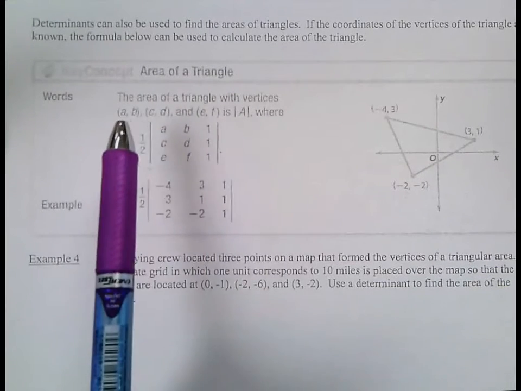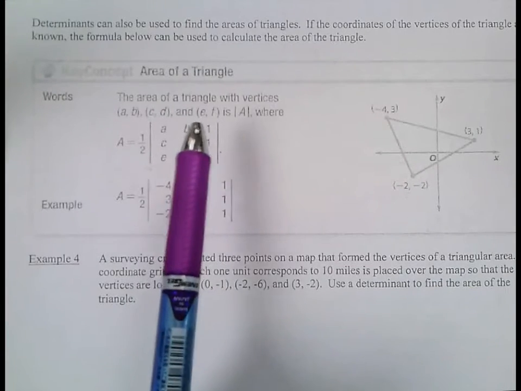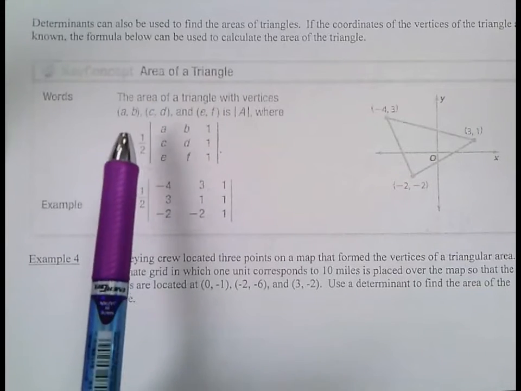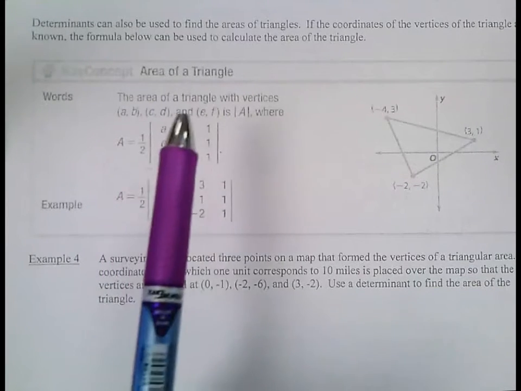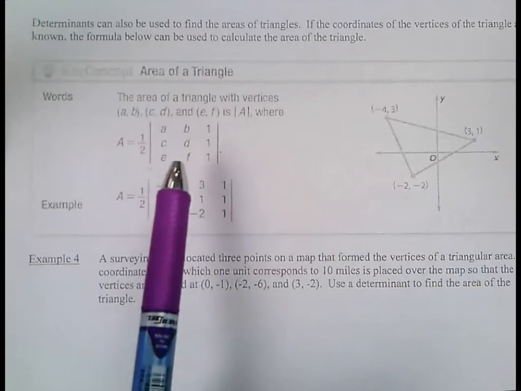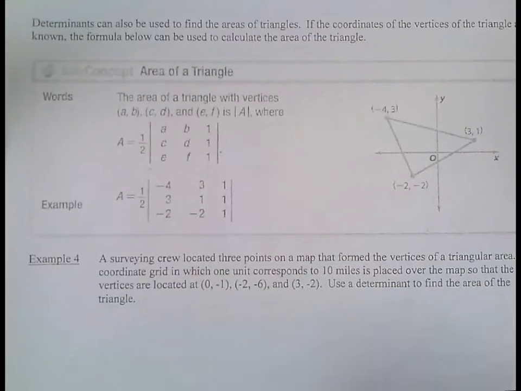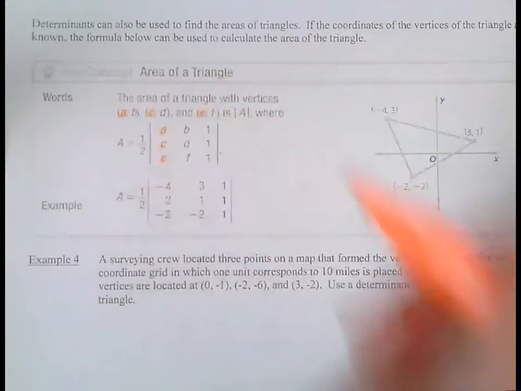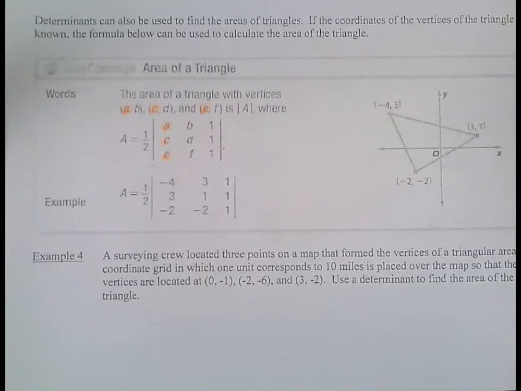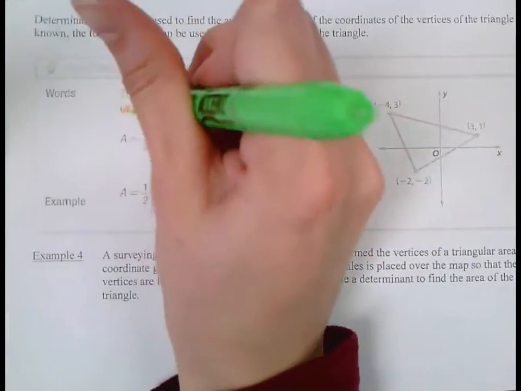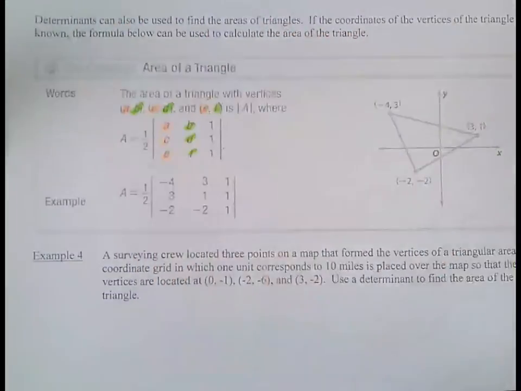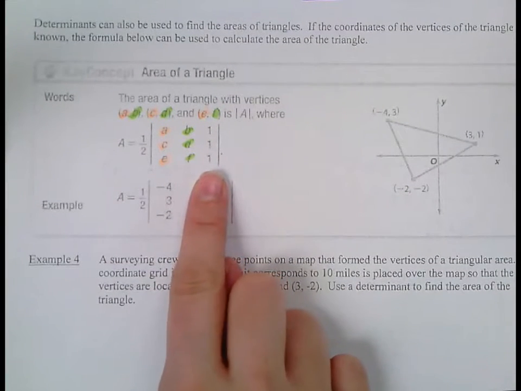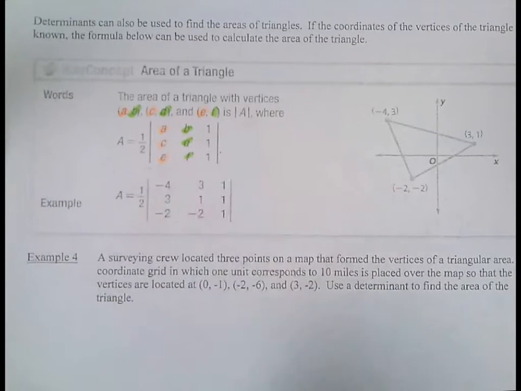The area of a triangle with vertices A, B, C, D, and E, F is this formula here. So the area is going to be equal to 1/2 times, and then we see the vertical bar, so this is the determinant of this 3x3 matrix. Notice all of your x coordinates of your vertices are in the first column. All of your y coordinates are in the second column. And then the third column is always all ones.